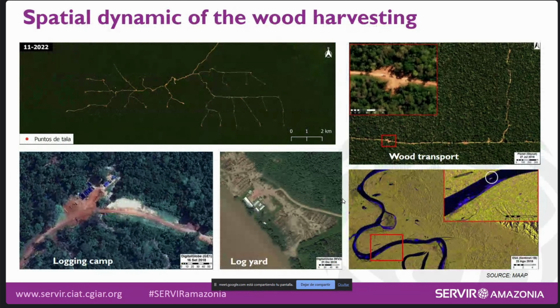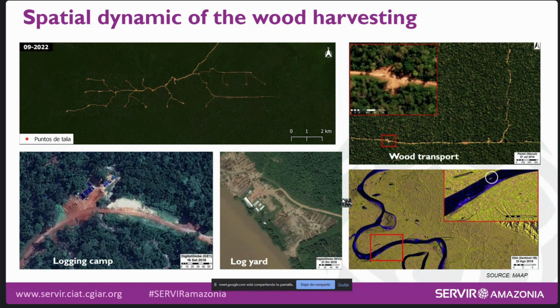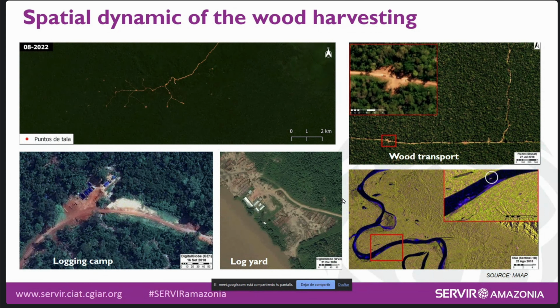The current image shows the spatial pattern, the interrelationship between the various activities occurring in the Amazon. By analyzing these patterns, we can see how knowing the presence of a road can help detect logging, for example, or how verifying the presence of a camp could help detect selective logging, for example.